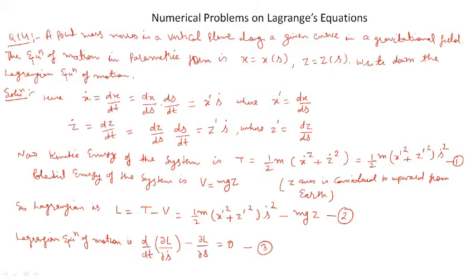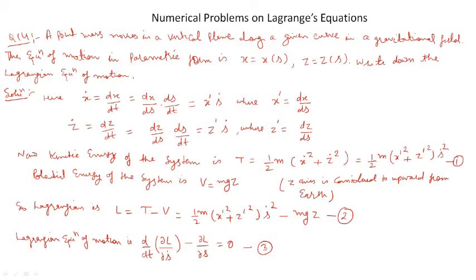a point mass moves in a vertical plane along a given curve in a gravitational field. The equation of motion in parametric form is that x is equal to x(s), meaning x is a function of s, and z is equal to z(s), z is a function of s. Now write down the Lagrangian equation of motion.